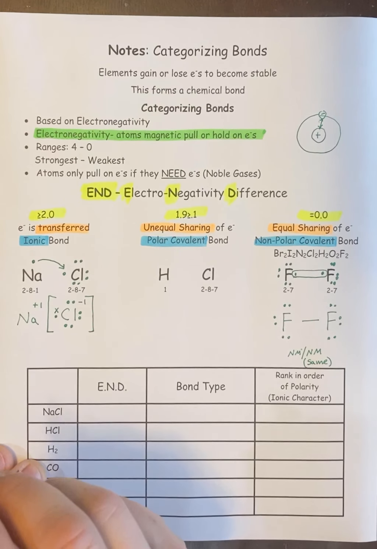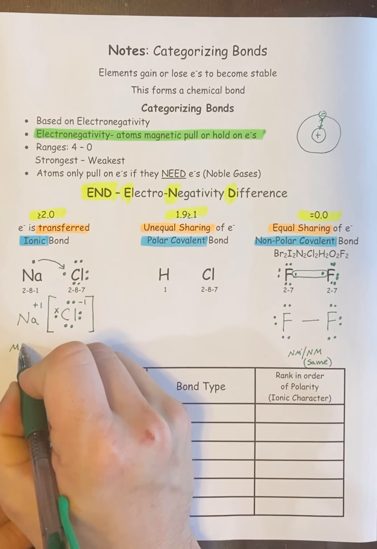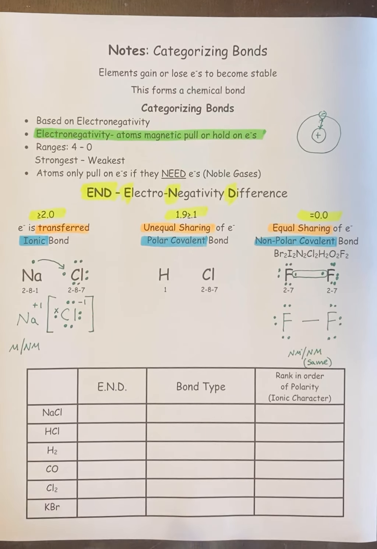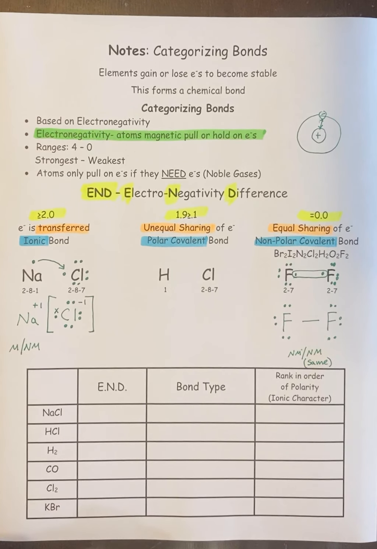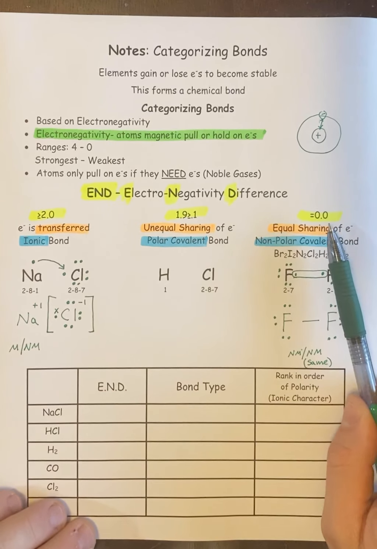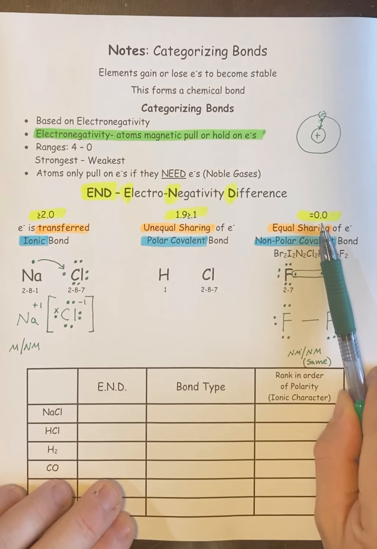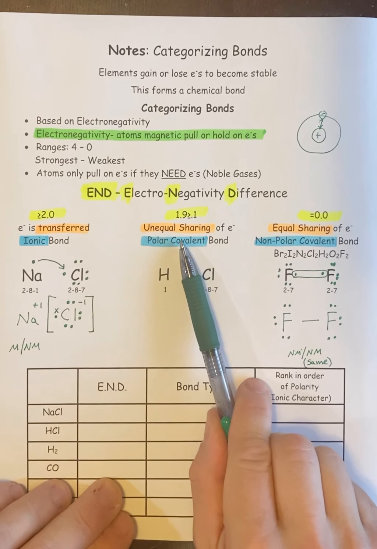The quick way to know if a bond is ionic: metal, non-metal. You always have a metal and a non-metal. We will go into more detail with that in a second. And then the last one, unequal sharing, or what we call polar covalent. That's when the electronegativities are not the same, so we don't have an END of 0, and one atom isn't so much stronger than the other atom that it can pull the electron away. We have what's called unequal sharing.